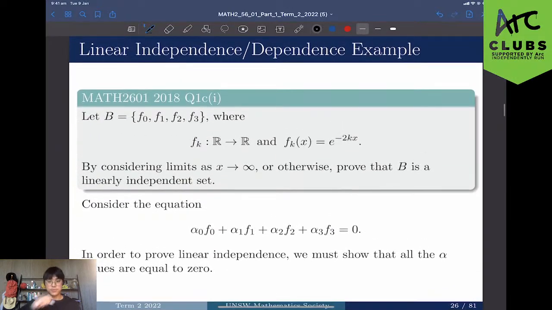Whenever we prove that a set is linearly independent, we have to first find a linear combination and set it to 0. And if we want to prove that this set is linearly independent, we have to show that all the scalar values here are going to be 0. Therefore we can't write f0 in terms of f1 to f3. This is not possible.